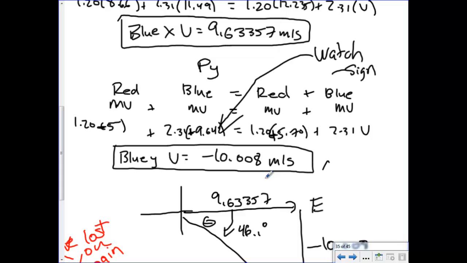Oh boy. 1.0 times negative 5 plus 2.31 times 9, 642. Are you using the whole numbers? I'm going back up and finding the whole numbers I still have in my calculator. Then I'm going to have to minus 1.2 times whatever that 570 is. Where are you looking?